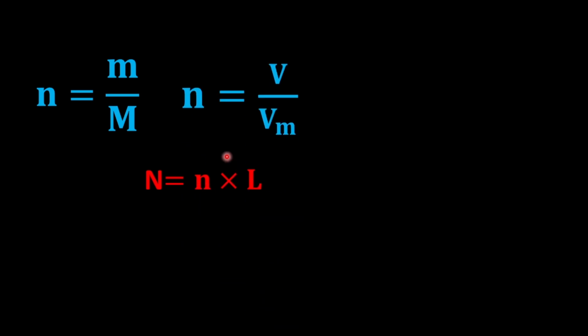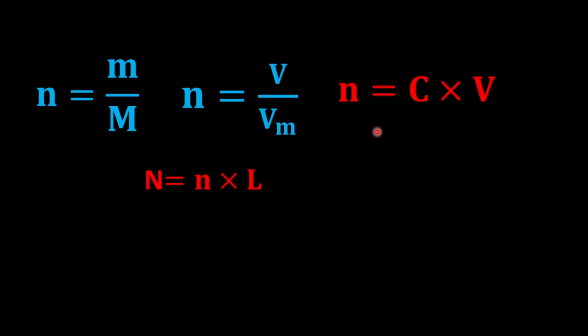Now let's go over the formulas that we discussed the other time. We said we have n equal to mass over molar mass. We also have the number of entities, the number of particles, which is equal to n times L, that is the mole times the Avogadro's constant. We also have n equal to V over Vm, which is volume over molar volume. Then we also have n equals C times V, that is the moles is equal to concentration times volume.